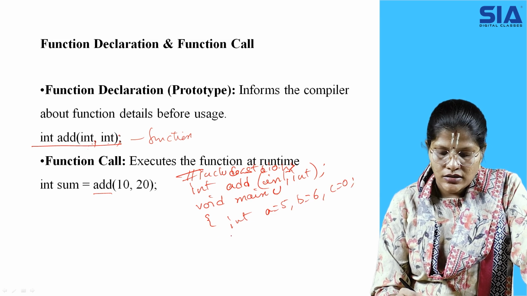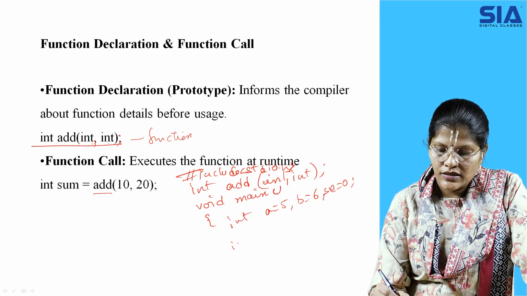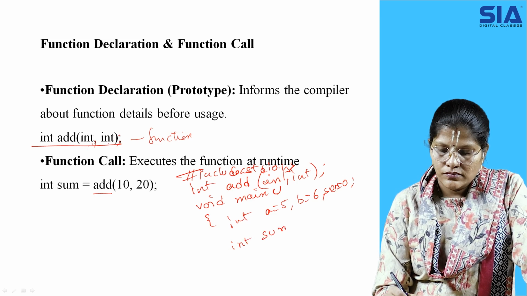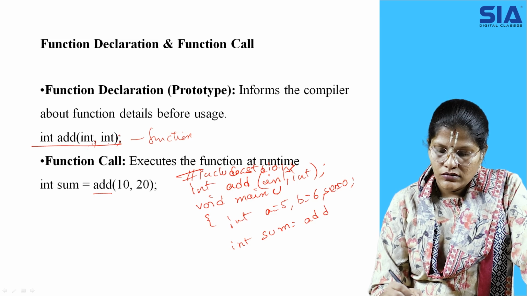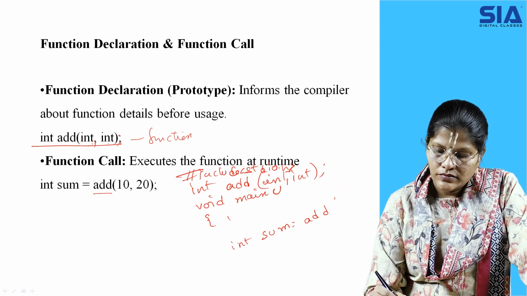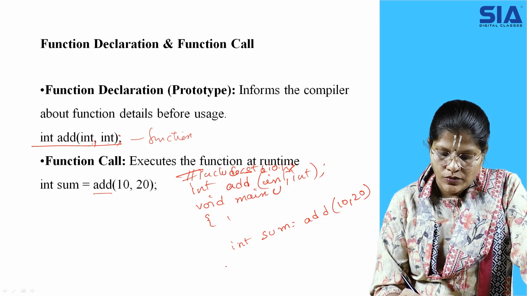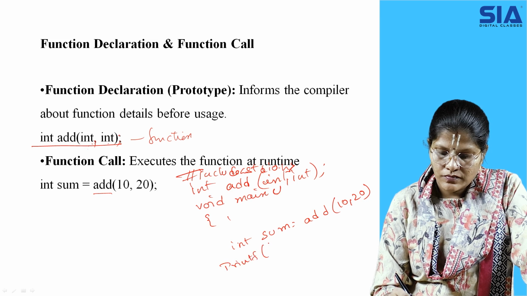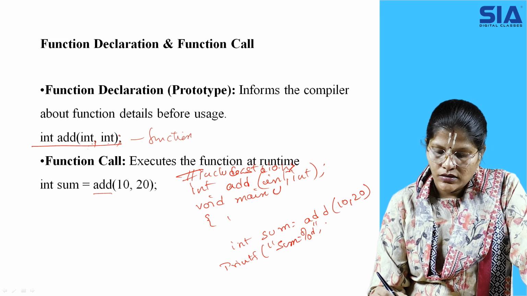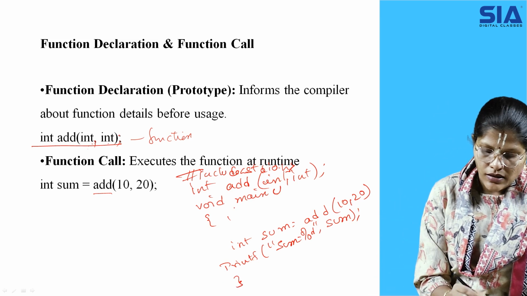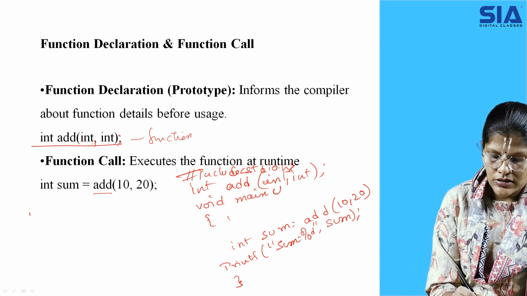Now I'm stating the statement int sum is equal to 0. So what I'm doing is int sum is equal to add, the values are given, add 10 comma 20. Then printf sum is equal to %d, and the value of sum is printed. This is your main.